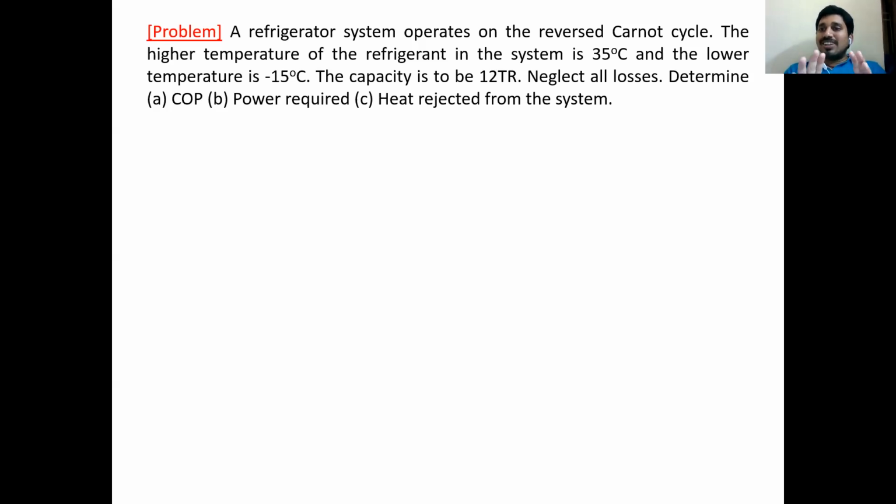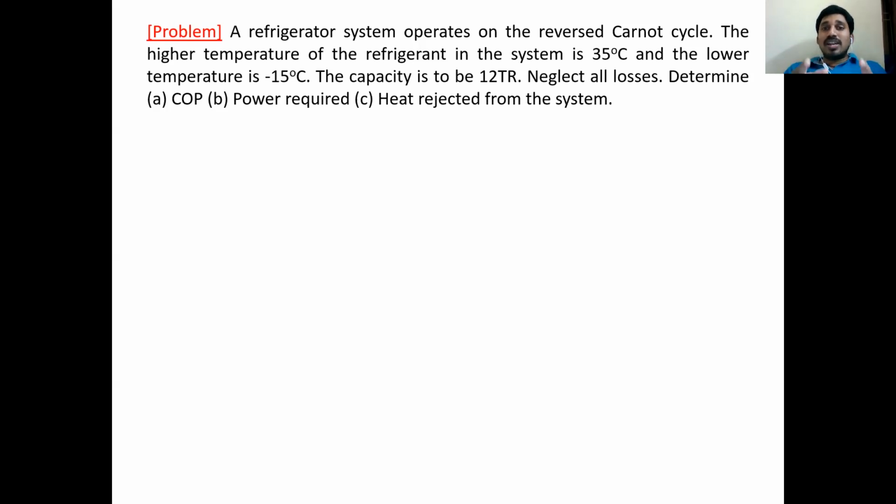Reversed Carnot cycle, I already discussed in the second class. The cycle is based on two temperature limits: the highest temperature, called the surroundings temperature, and the lowest temperature, which is connected to the refrigerated space. Between two specified limits, the reversed Carnot cycle will be operated. So the highest temperature is mentioned as 35 degrees Celsius, and the lowest temperature as minus 15 degrees Celsius.